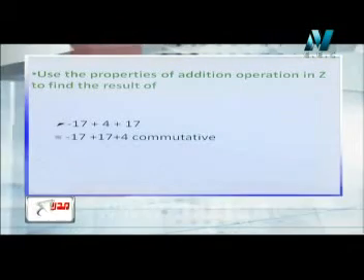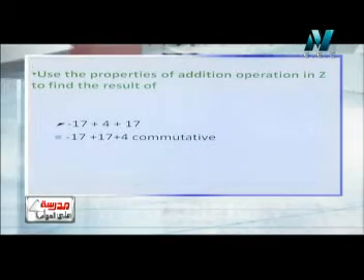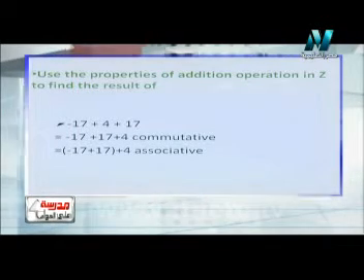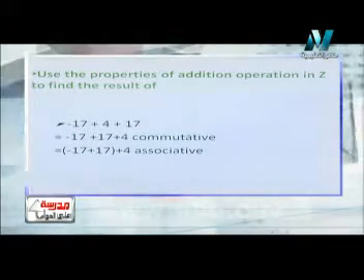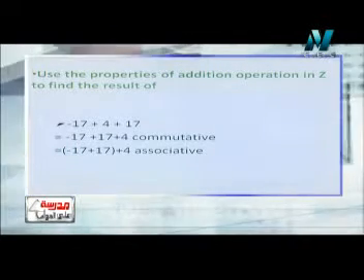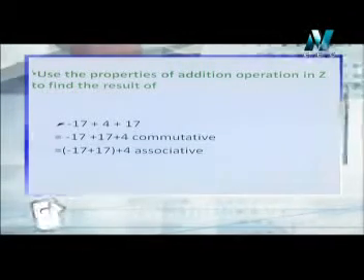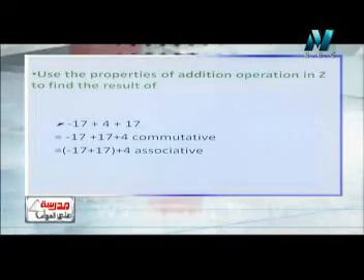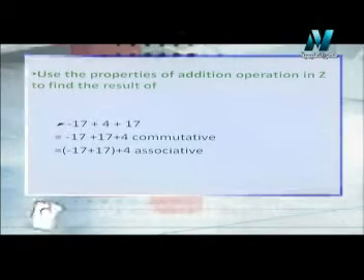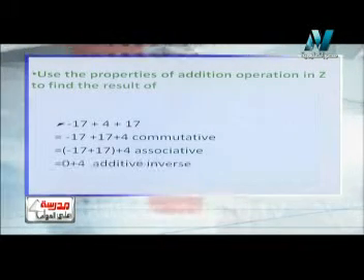Then negative 17 plus 17 plus 4. This is the commutative property. Then negative 17 plus 17 we will find by using associative property. Negative 17 plus 17 between two brackets. We will carry out this operation between two brackets. Negative 17 plus 17. Negative 17 is the additive inverse of 17. Then their sum equal 0.